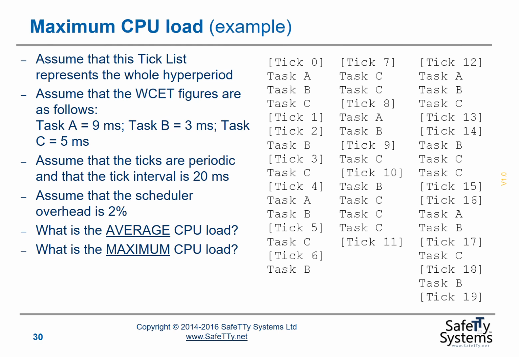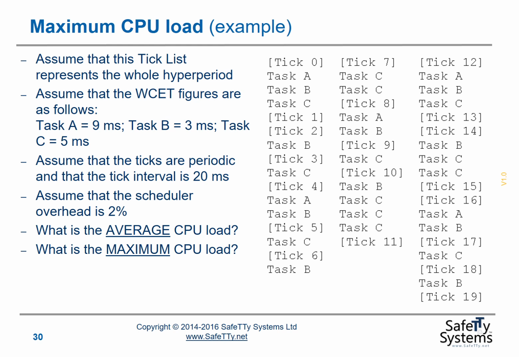Task C runs 13 times, it's not strictly periodic. Task C runs 13 times in the hyperperiod. The hyperperiod is 400 milliseconds long. Task C has a worst case execution time of 5 milliseconds. So this comes out as a total of 13 times 5 divided by 400 and gives us a contribution of 16.25% to the average CPU load.